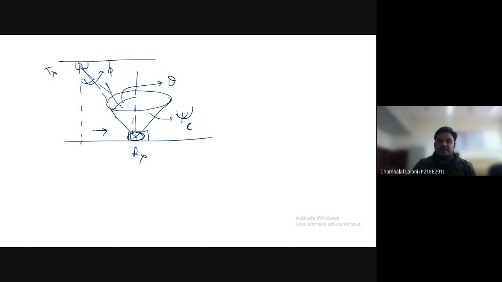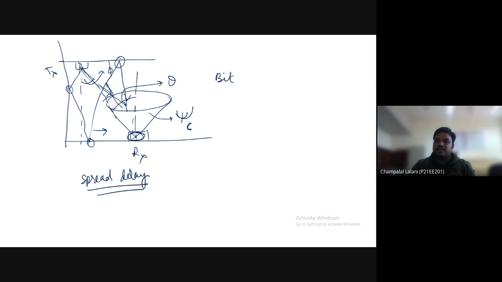This is the line of sight signal, and if we talk about the non-line of sight signal, then the signal may come like this also. After 1, 2, 3 reflections, you are getting the signal. The signal may be line of sight, or non-line of sight. For the signal you are getting by line of sight and the signal you are getting by non-line of sight, there will be a time difference between these two signals. Based on this, there is also some calculation, the spread delay. So how this spread delay affects the bit rate and bandwidth, or how much spread delay is allowed in your signal.